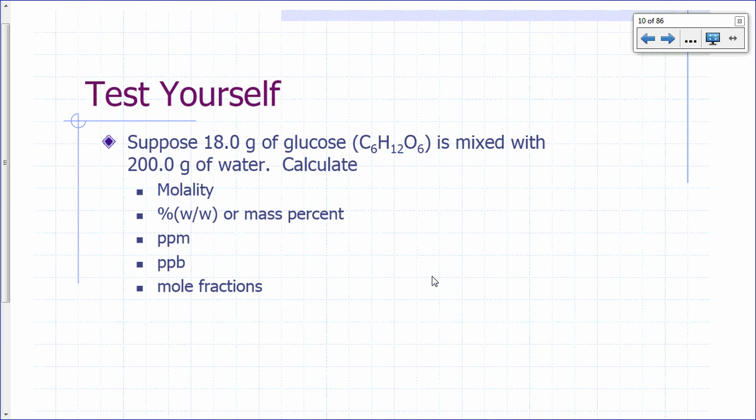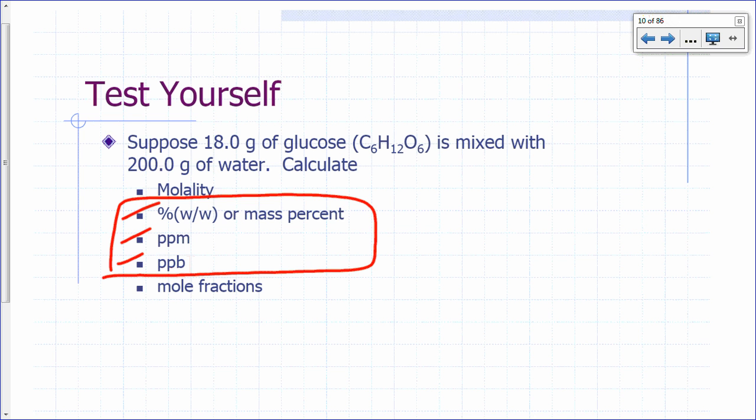Here's a simple example. Suppose you have 18 grams of glucose, C6H12O6. You mix it with 200 grams of water. Let's calculate molality, percent by mass, ppm, ppb, and mole fractions. Let's start with the percent by mass, ppm, and ppb, though, because those are easy. All right? So let's start with percent by weight, or mass percent.